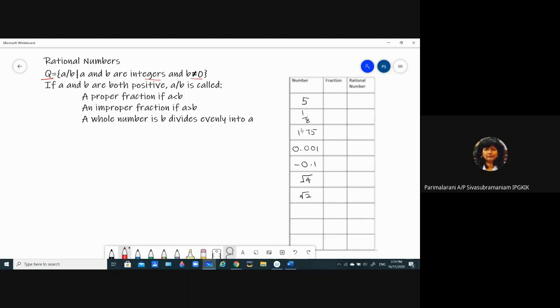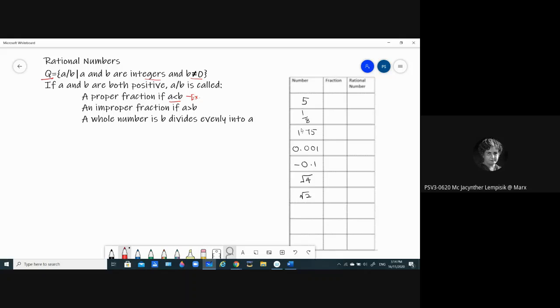Numbers that can be written in the form A over B, where A and B are integers and B is not equal to 0. If both A and B are positive, then A over B is called a proper fraction if A is less than B. So examples of a proper fraction. Can you give me some examples of a proper fraction? If A is less than B.